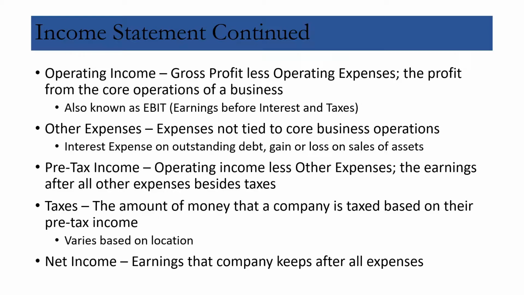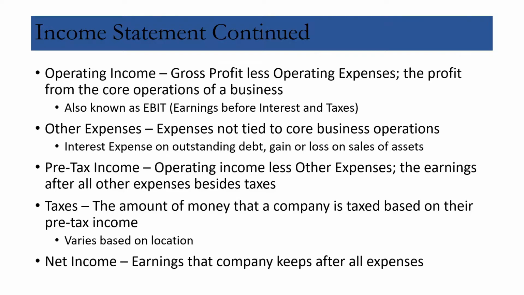Other expenses, these are things that are not tied to the core business. These are things like interest expenses on our outstanding debt, gains or losses on the sales of various assets, and really anything that's not directly attributable to running that business day to day. All right, and then if we take that operating income, less these other expenses, that leads to our pre-tax income, and pretty self-explanatory, it's our income right before our tax.